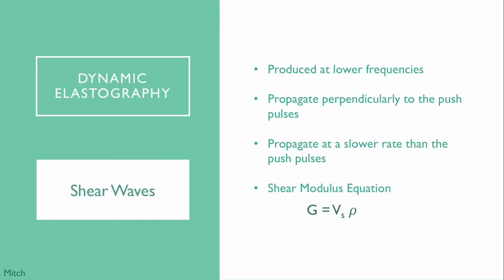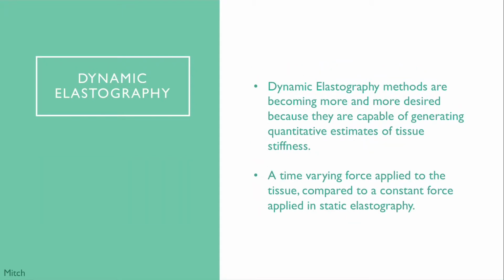The relationship between stiffness and speed of the shear wave is represented by the shear modulus equation, G equals Vp, where G is the shear modulus, V is the shear wave velocity, and p is the density. Important points to take from this are that dynamic elastography methods are becoming more and more desired because they are capable of generating quantitative estimates of tissue stiffness, and that a time-varying force is applied to the tissue compared to a constant applied force in static elastography.